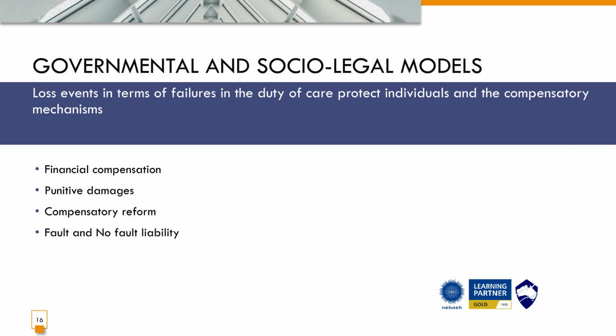Loss events and compensatory mechanisms. Even strong systems cannot always prevent harm. When accidents or ill health occur, societies respond through different compensation and liability models. This slide introduces the key terms: financial compensation, punitive damages, compensatory reform, and fault versus no-fault liability. In other words, we are now looking at how legal systems attempt to restore individuals and deter wrongdoing after a failure of duty of care.